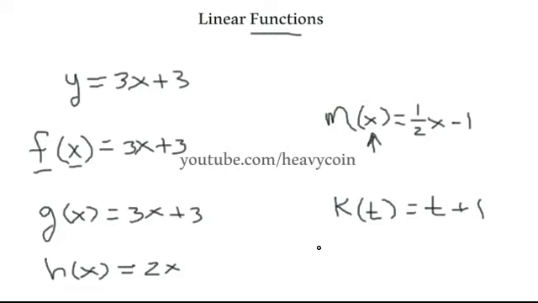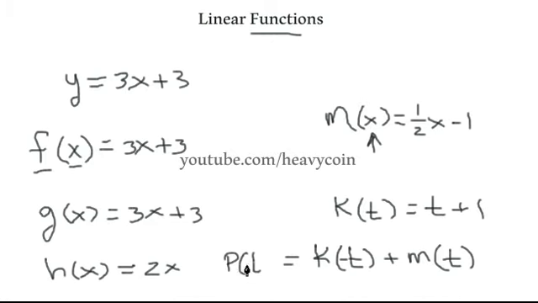Alright, let's see, we can add functions. I don't know, should I even talk about this? If I said k of t and m of t, we can add our functions together and get a new function. We'll call it p of t. Alright.